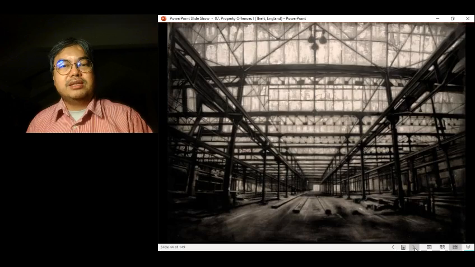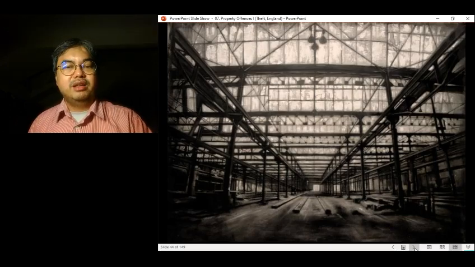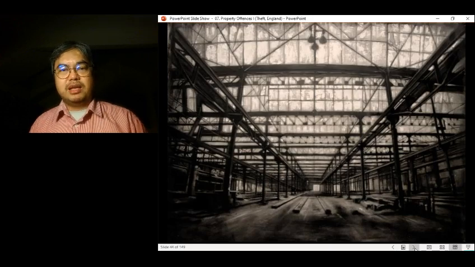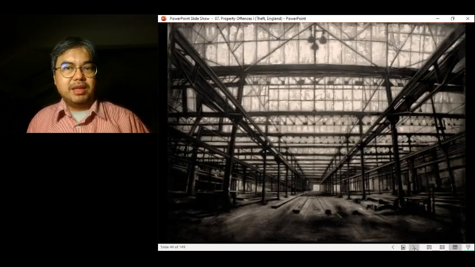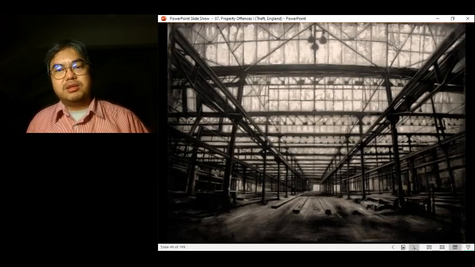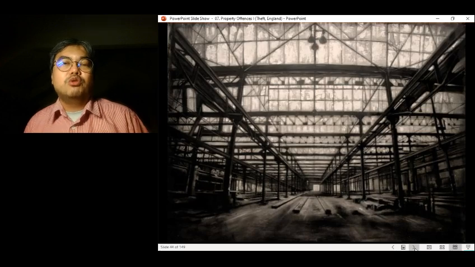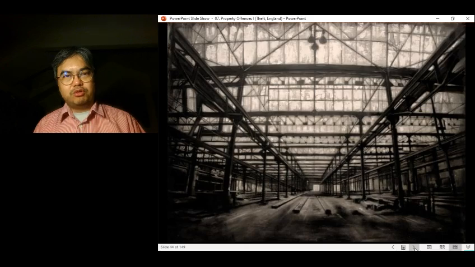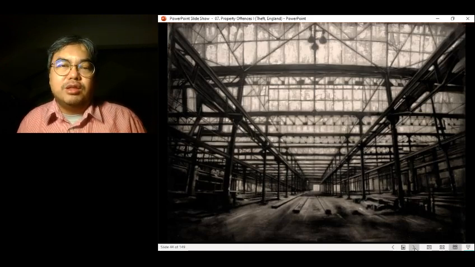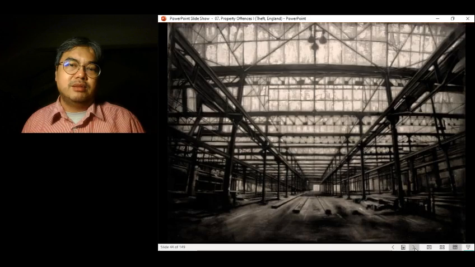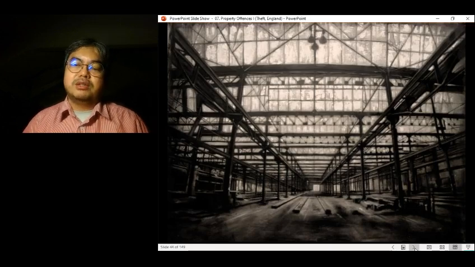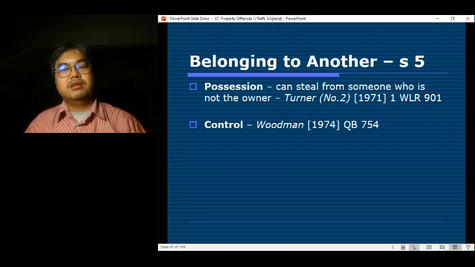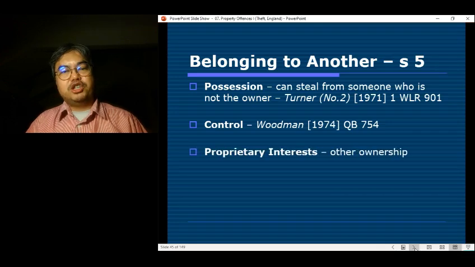So the accused in this case went inside the factory, removed the scrap metal and sold it. Now he was charged for theft, and one of the arguments was that the owners didn't even know that the scrap metal was there. But the court said that doesn't matter because the owners of the factory were in control of it. Whatever is inside of it is within their control, even if they had no notice about it, and therefore is considered to be belonging to them. So that's possession and control.